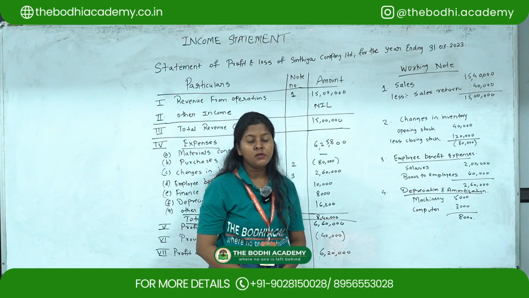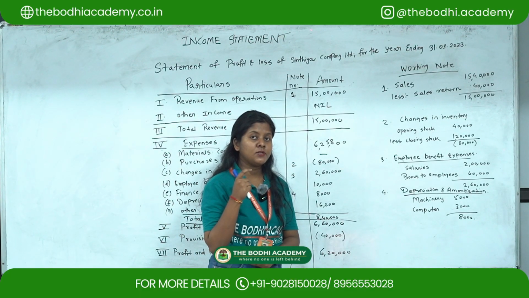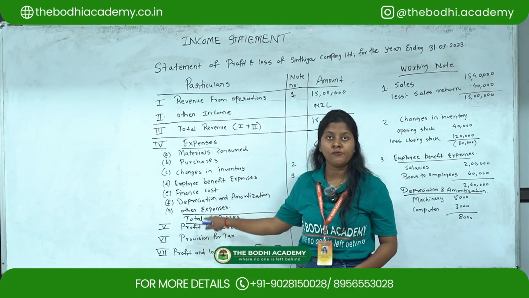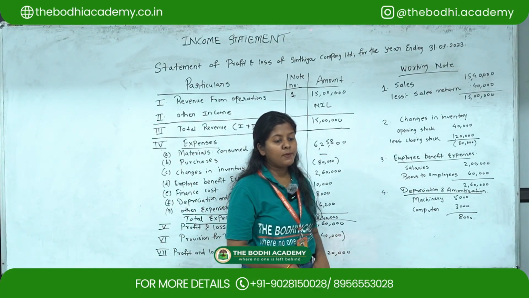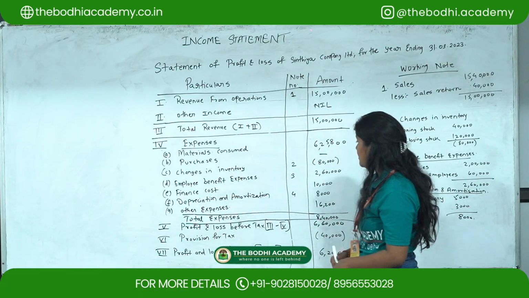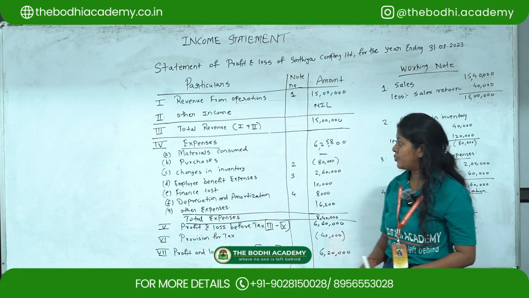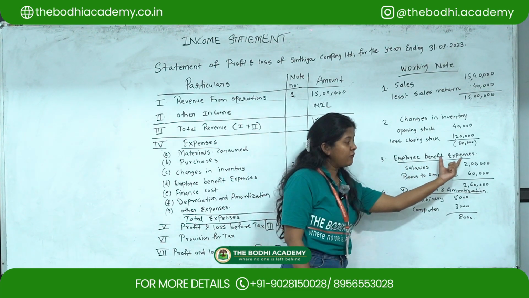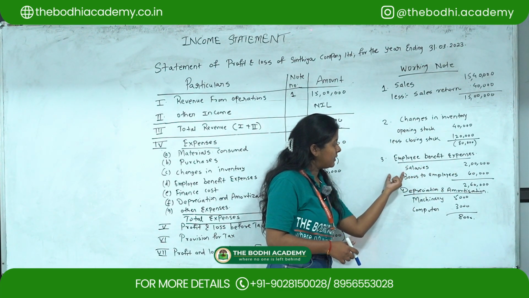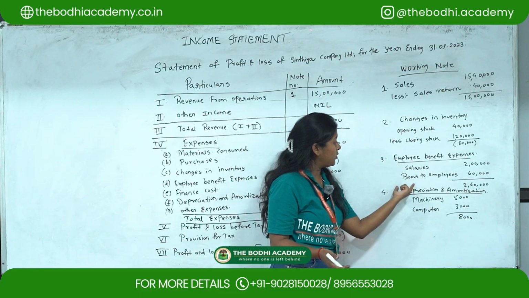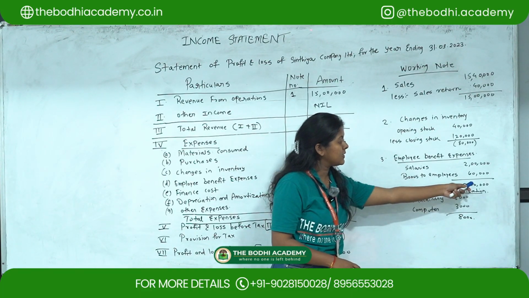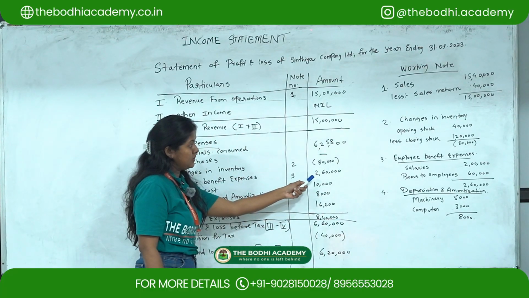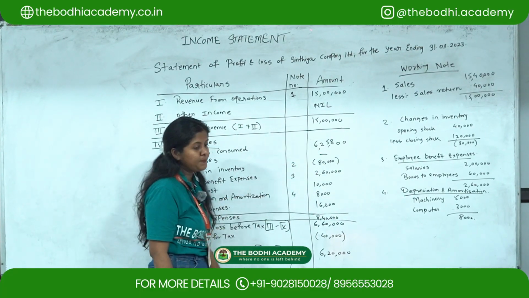Next, computer is a fixed asset which is not going to come in this format, because here we take only depreciation on fixed asset. Then bonus to employees they have given as 60,000. Any bonuses you have to show under the employee benefit expenses. So for employee benefit expenses, earlier we got salaries, and now the another item which we got is bonus to employees, which is 60,000. So the total you have to add, 2,60,000, working note number 3.